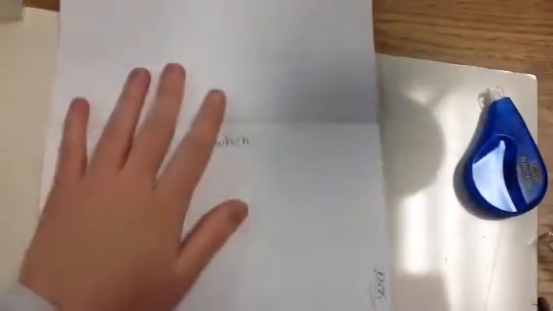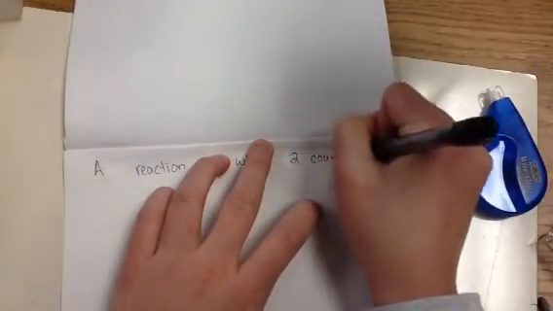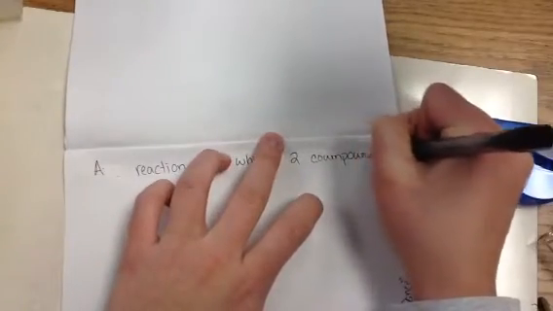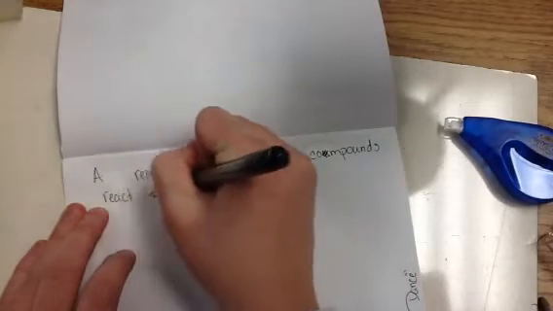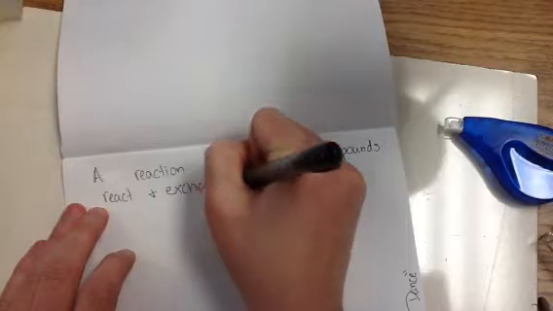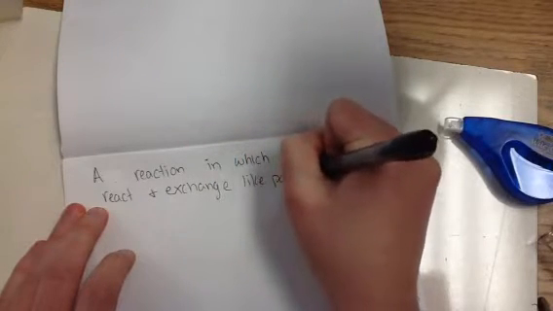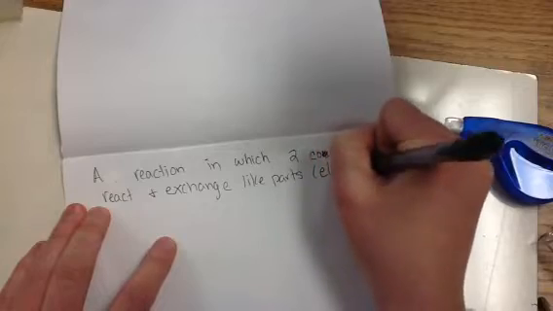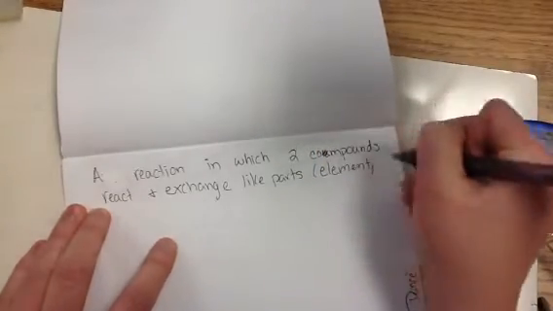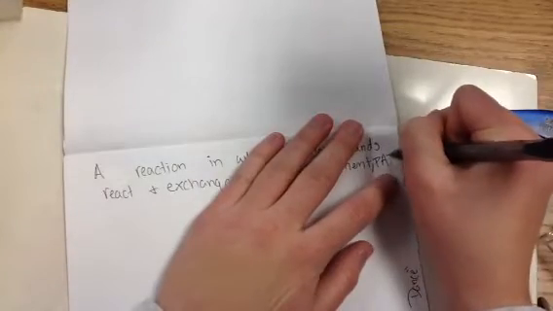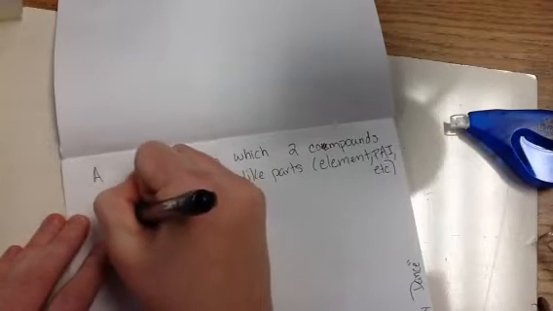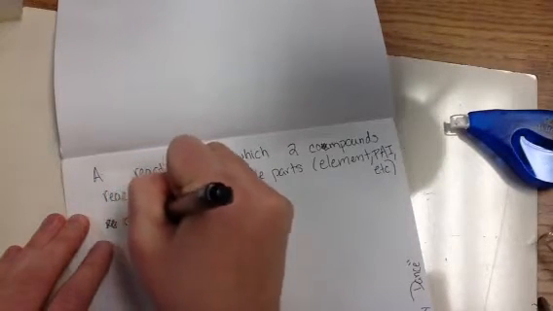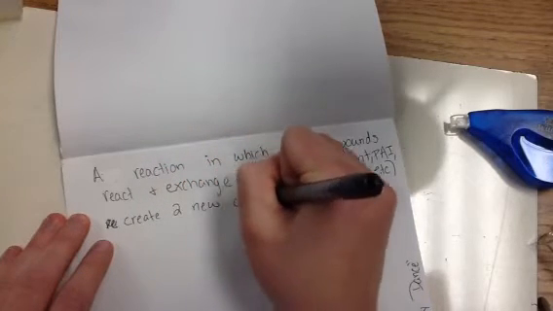So, the double displacement is a reaction in which two compounds, they specifically have to be compounds. That's not how you spell compounds. Oopsies. In which two compounds react and exchange like parts. Those like parts are typically elements, but they can be polyatomics too. So polyatomic ions, etc. And then they react to create two new compounds.